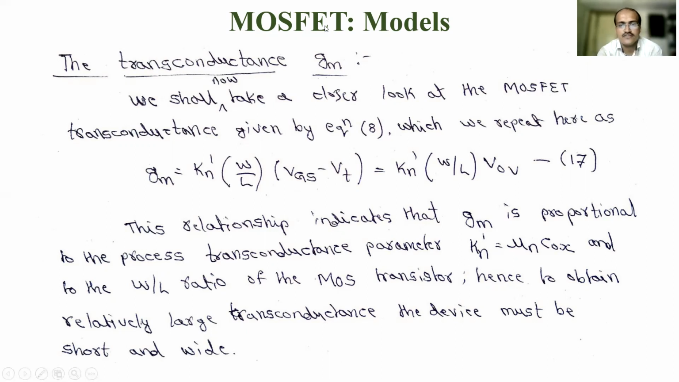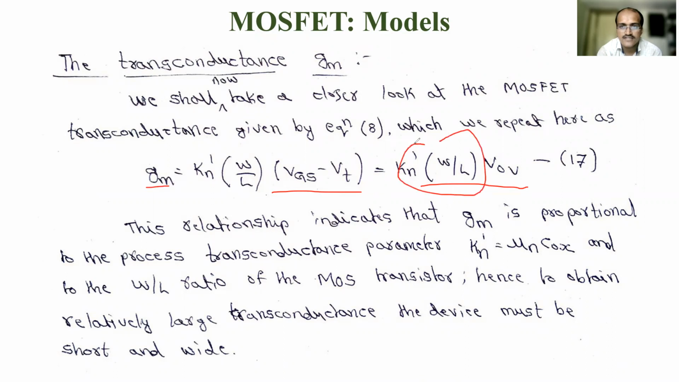This is the equation we have seen in equation 8 in the notes. And also equation 9. Equation 9 was telling Kn dash W by L Vov, that is overdrive voltage, nothing but VGS minus VT. For that, it is substituted. Equations 8 and 9 I have written here as equation 17. So this relationship indicates that gm is proportional to the process transconductance parameter. That means gm is directly proportional to the process transconductance parameter.